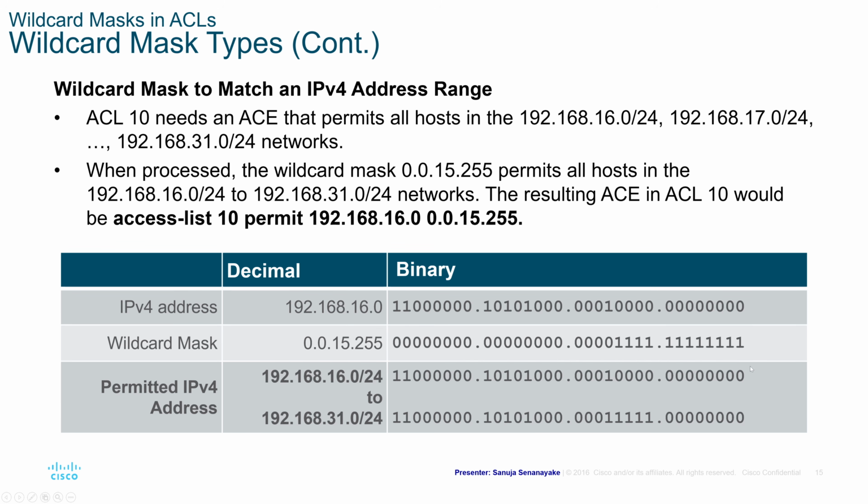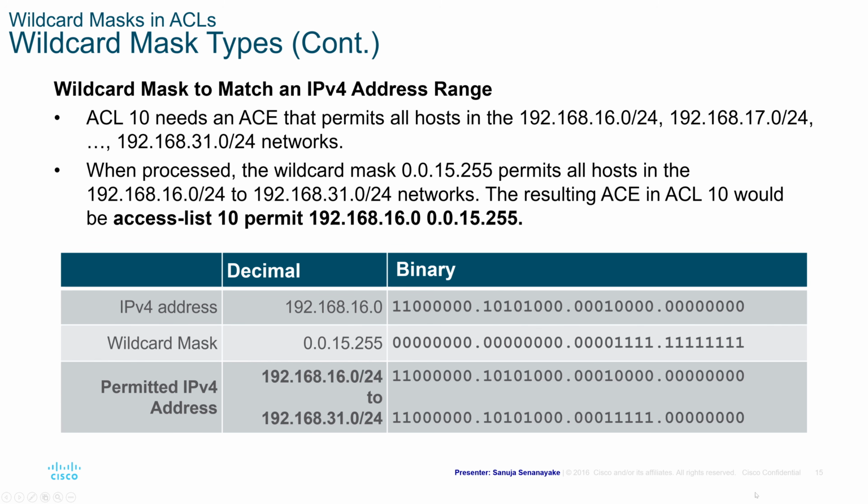And why do we do that? Because if you look at the table below here with the binary information on the right hand side, you can see that this wildcard mask satisfies the permission for 192.168.16.0 to 192.168.31.0/24 network. So all the networks within this range now will be covered through this wildcard mask.